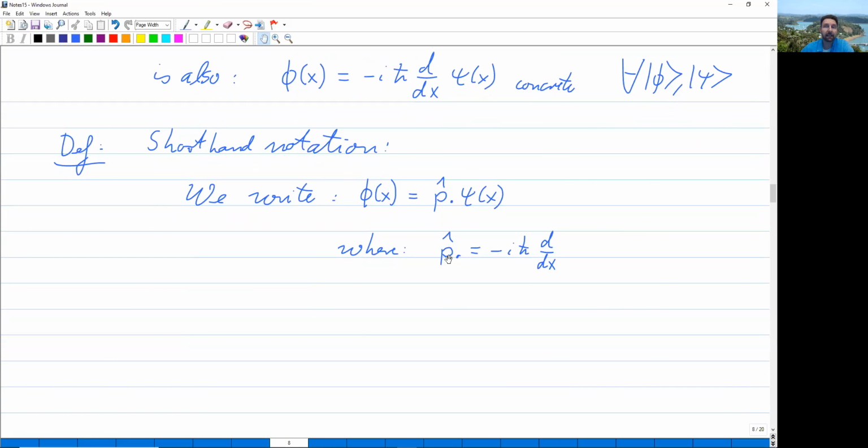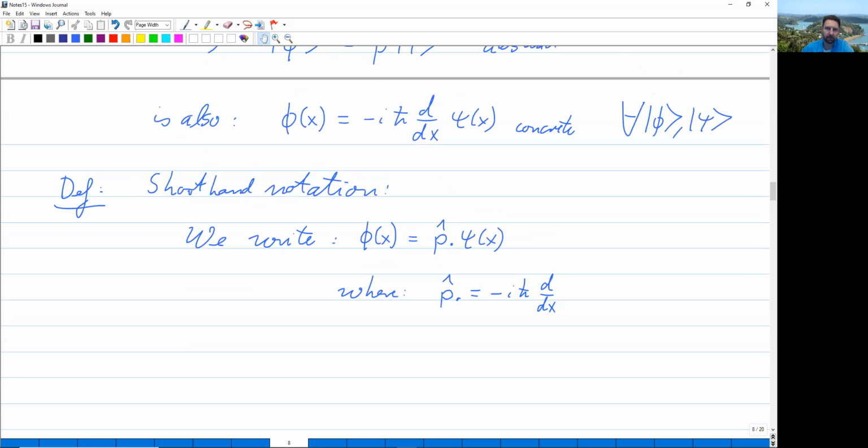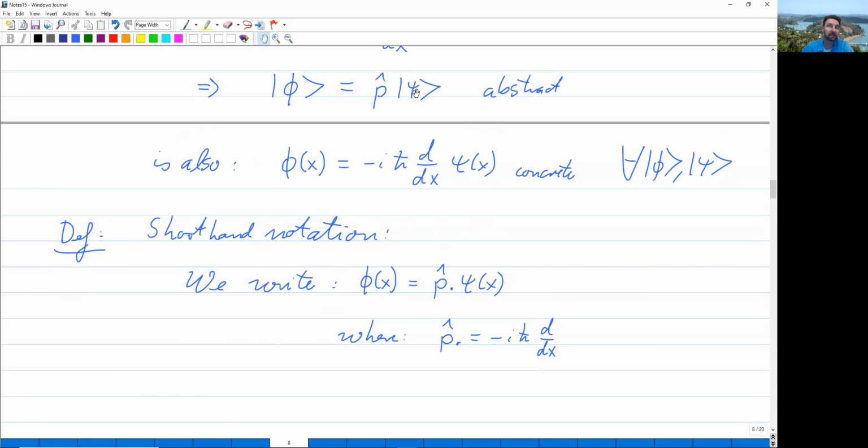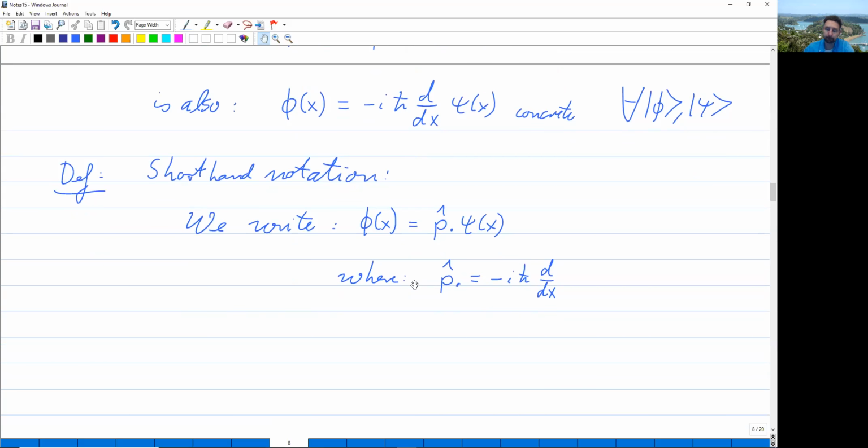So when people say the momentum operator in quantum mechanics is minus i h bar d by dx, what they really mean is that the action of the abstract momentum operator on some state psi can be accomplished in the position basis by doing this. In a different basis, the action of the momentum operator would be different. For example, in the momentum basis, as you will see, it will be different.